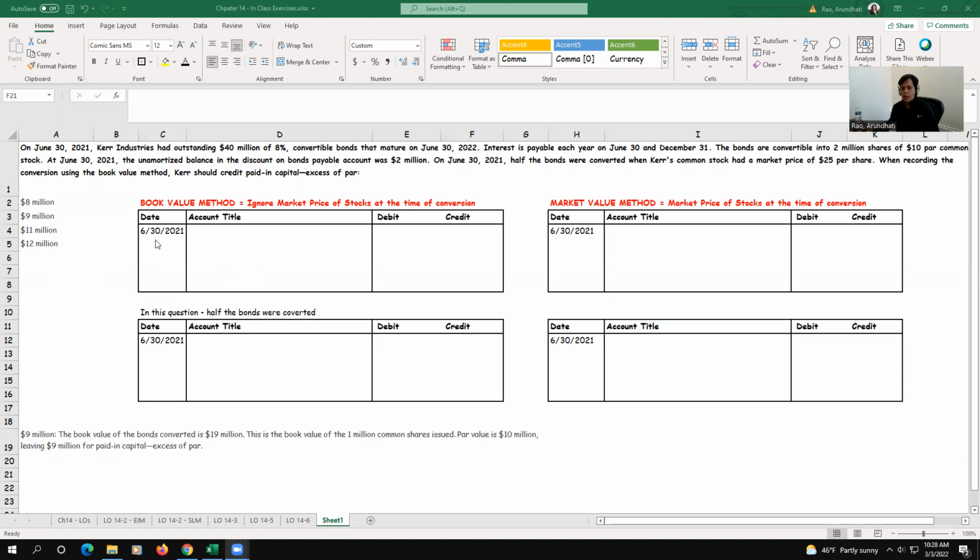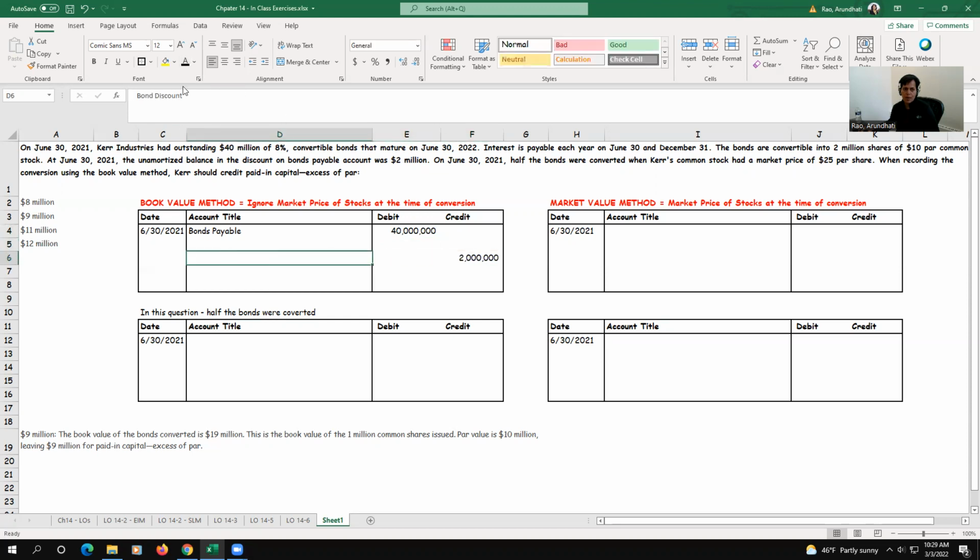I'll first start out with all the bonds being converted. So I have $40 million in bonds and they're all being converted. I'll start out by saying bonds payable debit. I record $40 million, all of it's being closed down. I had bond discount that was unamortized, $2 million, so that $2 million also needs to be amortized. I've skipped a line over here and I'll tell you later why. It's more because of the market value method. So I have the contra liability account, the bond discount, and I need to close that down as well.